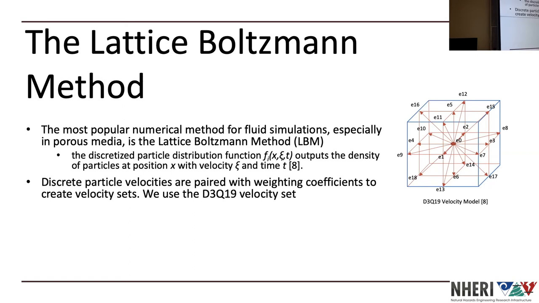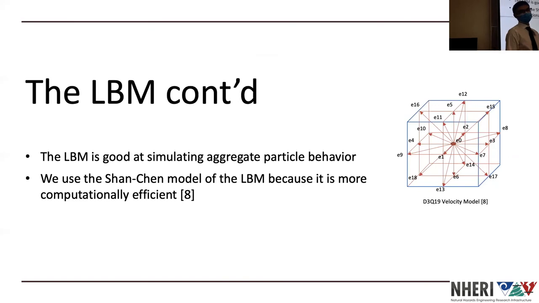So what we use is the D3Q19 velocity set, very roughly. We use it because it's relatively small for 3 dimensions, but it's still acceptably accurate for our purposes. The main reason it's used so often is because it's computationally efficient. The underlying reason for that is it's simulating the aggregate particle behavior of a fluid. We're not really concerned with one-on-one liquid particle interactions. We're really concerned with the aggregate behavior of the fluid and its influence on suction values in our soil samples.